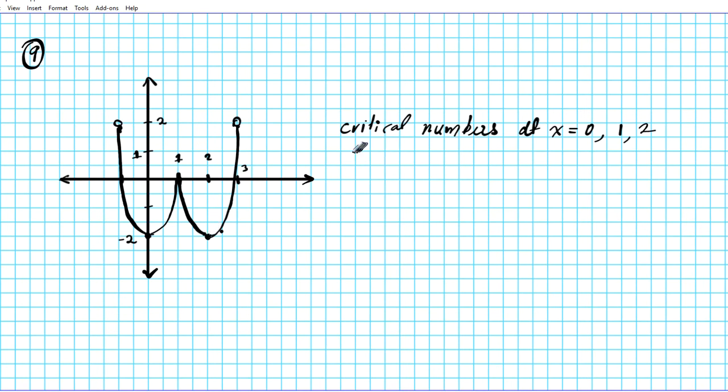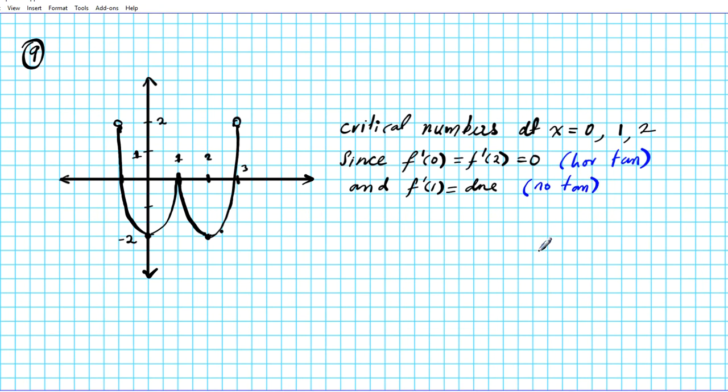Why? Well, this is the reason, since f prime of 0 is the same thing as f prime of 2. At x equals 0 and 2, you have a horizontal tangent line. So we have a hortan situation. And then at 1, what's happening there? At 1, we have a cusp. F prime of 1 does not exist. So we have a notan situation. So there go your critical numbers.